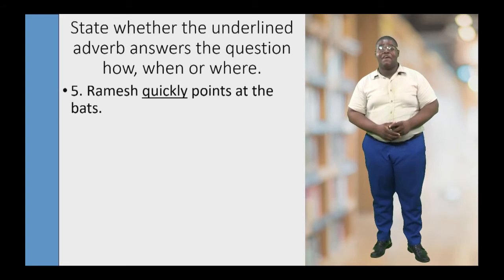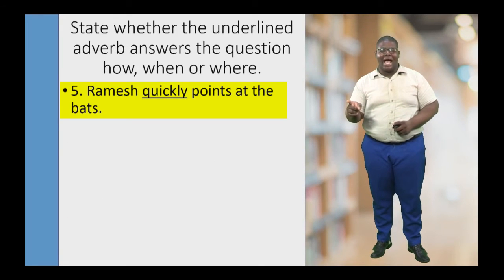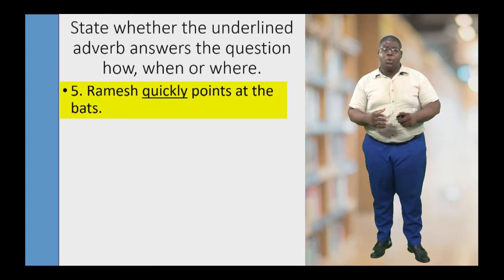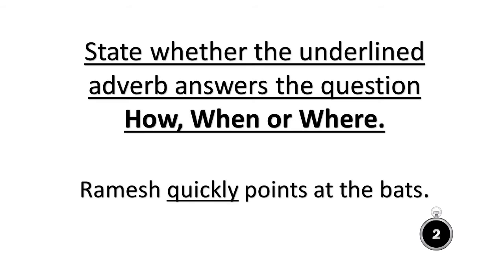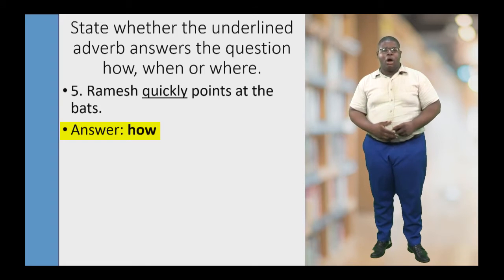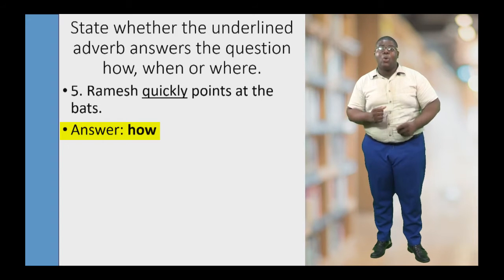Quickly. Number 5. Ramesh quickly points at the bats. We have the adverb quickly modifying the verb points. What is it telling us? How, when, or where? How? How do we point to the bats? Quickly, in a fast motion.